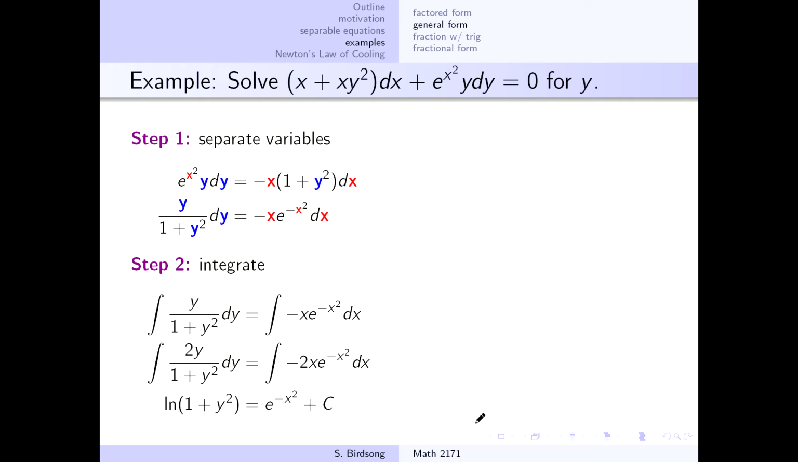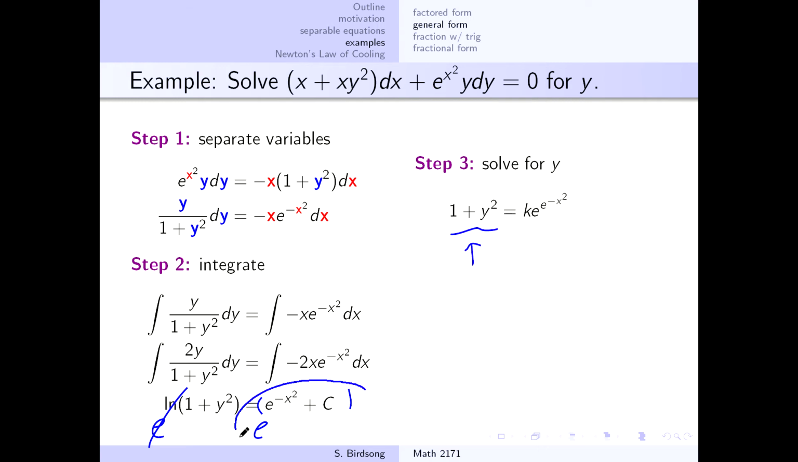Now, at this point, we are technically done. This is a perfectly fine solution. It is an implicit solution. Remember what implicit means? It means we haven't solved for a dependent variable. So we haven't solved for y. So if you did need to solve for y, this one here telling you that your function is y, you can keep going. Okay? So if you go ahead and solve for y, the first thing you do is you'd raise both of these two sides up to the exponent of e. Okay? If you raise the first one up to the exponent of e, then you raise the second one up to the exponent of e, the e and the natural log cancel, which is where you get this 1 plus y squared.